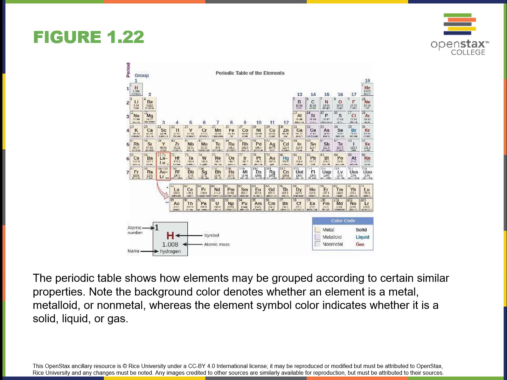So that is it for section 1.3. Feel free to move on to the next section.